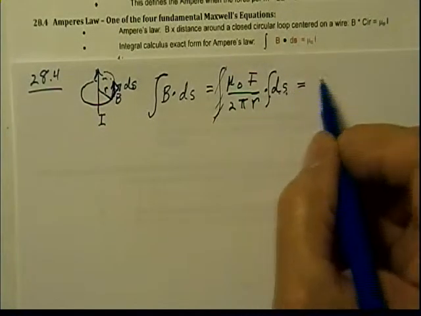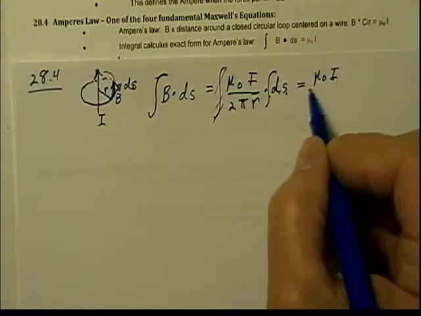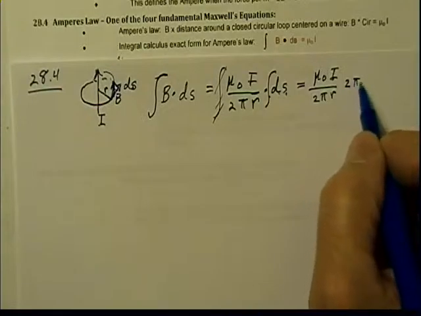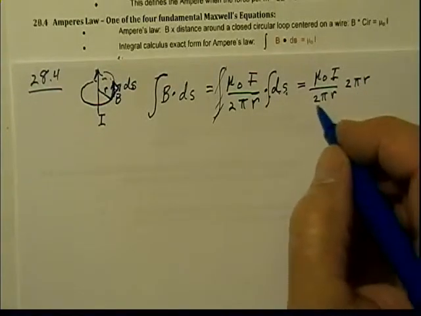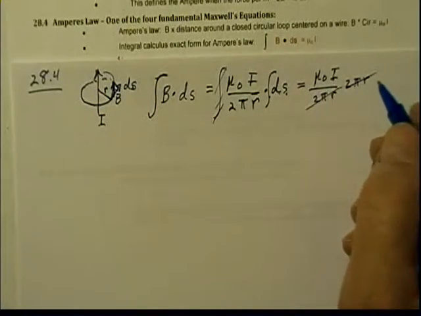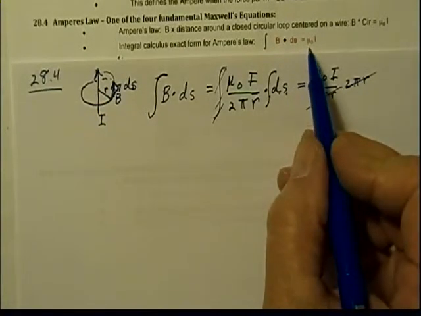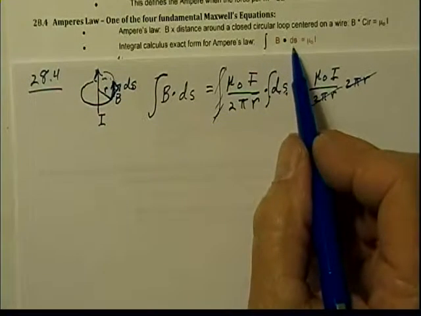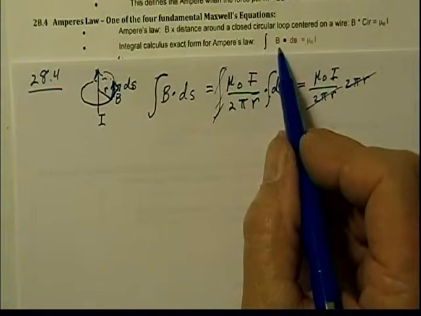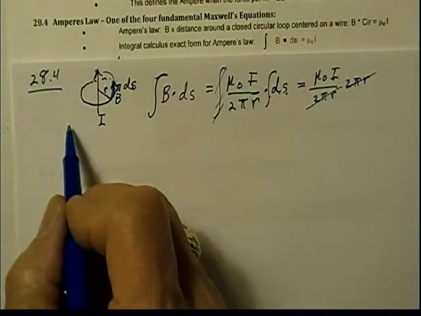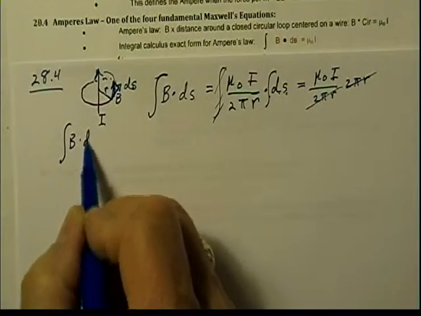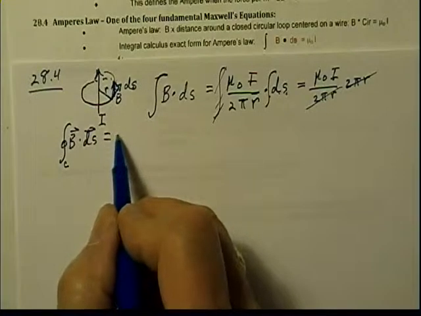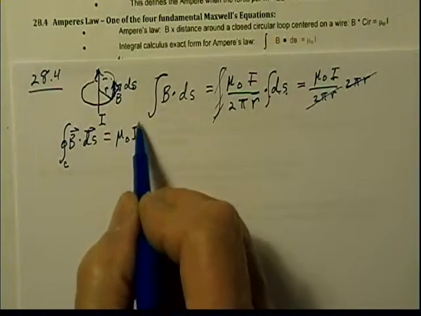So in fact, what we get is mu naught I over 2 pi r times the circumference of a circle, which is 2 pi r. Oh, beautiful result, isn't it? 2 pi r cancels the 2 pi r, and we simply get the result here that the integral around this perfect circle for an infinitely long wire is equal to mu naught times I. So we get the integral of B dot ds around a closed circle is equal to mu naught times the current.